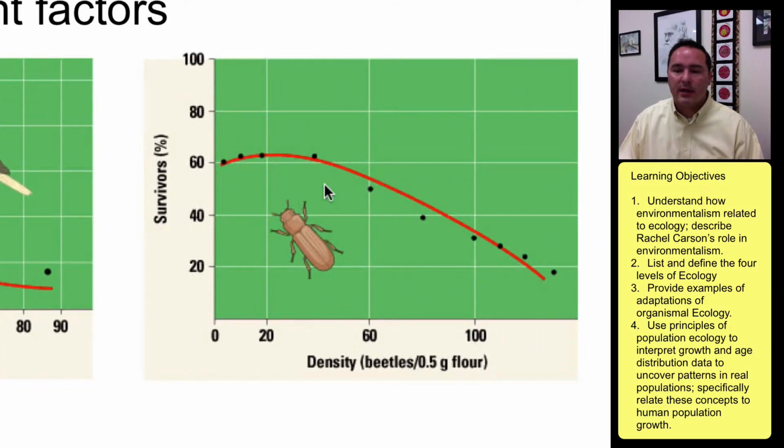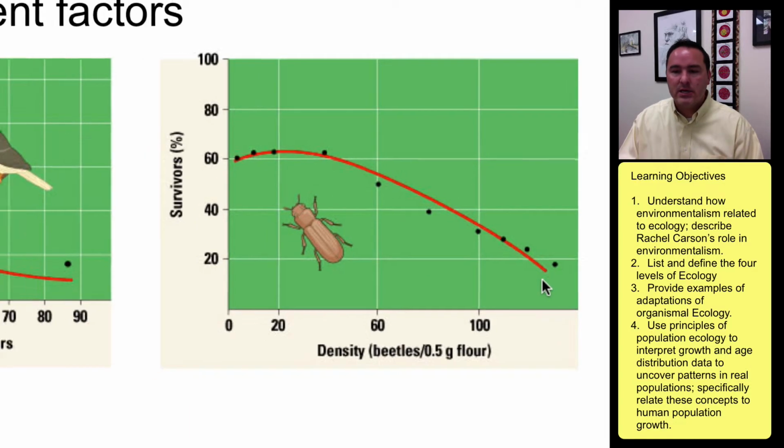Same thing if you look at flower beetles in a sack of flour. The more dense the population of beetles becomes, the fewer survive. So the percent chance of survivorship decreases over time.